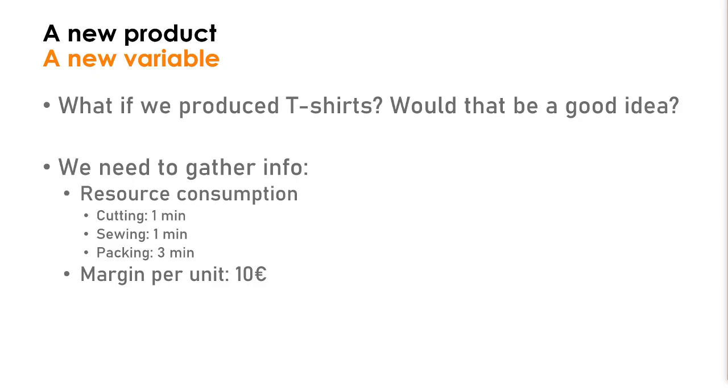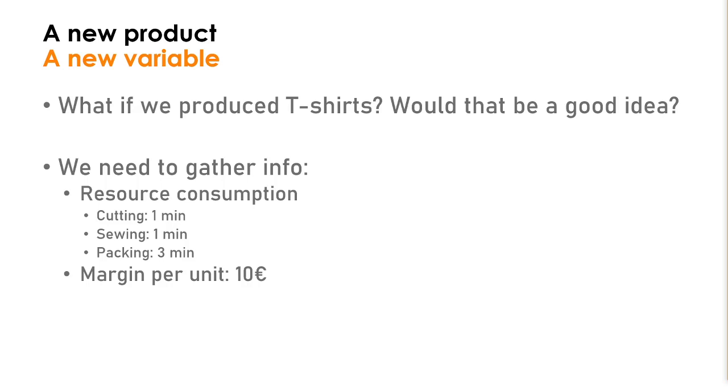Okay, one thing we can consider is the possibility of producing a new product, which in terms of our model would consist of having a new variable. So let's imagine we have the possibility of producing t-shirts and we want to evaluate if that's a good idea or not. And for us to use our model as we did when we only had two products, we need to gather all the information regarding this new product. In particular, we need the resource consumption and the margin we get per unit we produce.